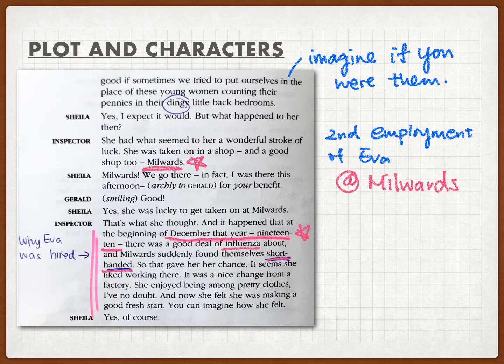And the inspector agreed. That was December 1910, 3 months after Eva was fired by Mr. Birling. At that time, many people suffered from influenza, so flu, and they were sick and couldn't work. So Milwards was lacking staff. They were short-handed, not enough people working for them. That's why even though Eva was fired by another company, Milwards still hired her. And it was a better job than working in the factory, because every day Eva could enjoy being among those pretty clothes. So to Eva, it was definitely a fresh start.